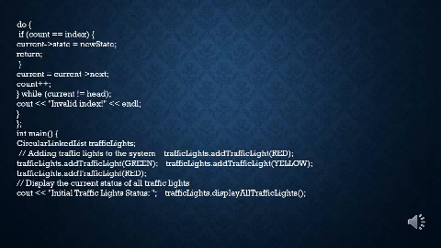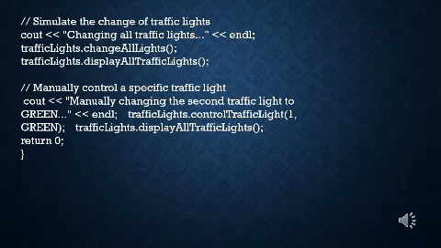Print a message indicating that all traffic lights will be changed. Call the changeAllLights function to change the state of all traffic lights in the circular linked list. Call displayAllTrafficLights to display the status of all traffic lights after the change.